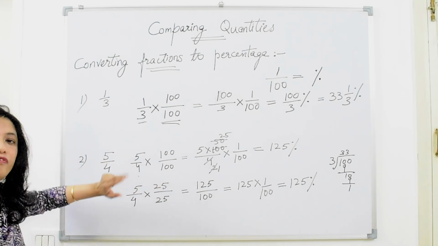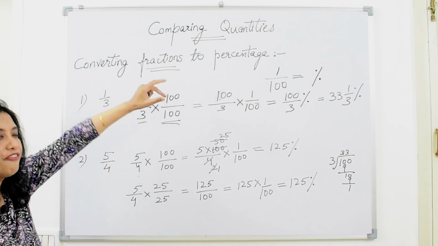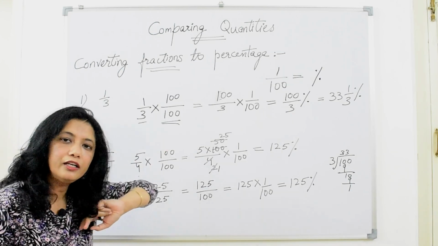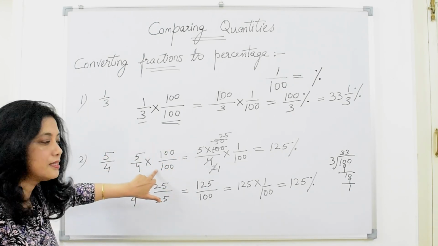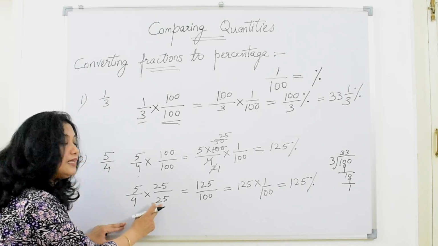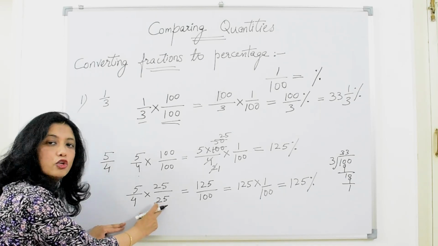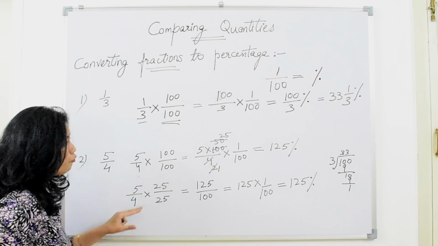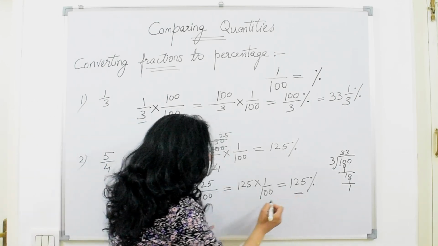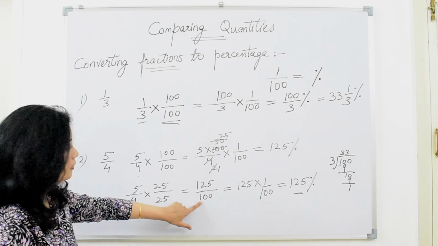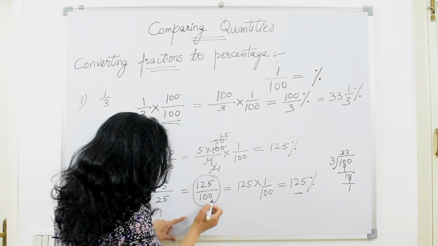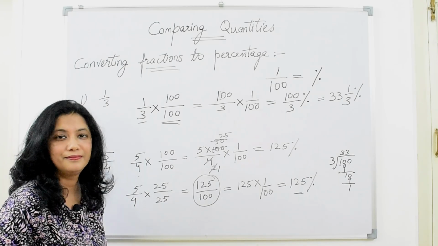So there are two ways to convert fractions to percentage. First is you directly multiply both the numerator and denominator by 100, or you can make the denominator 100 by multiplying by the number which makes the denominator 100. So what we see is that these percentages are fractions with denominator 100.